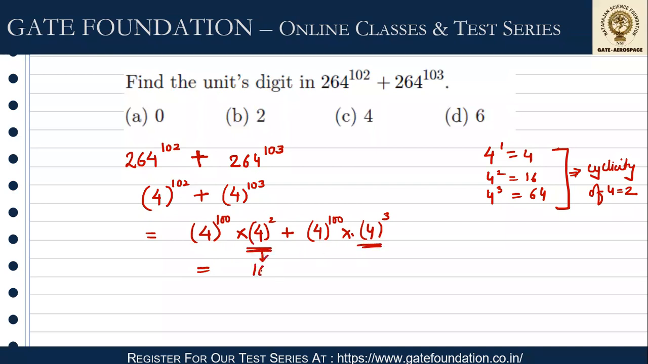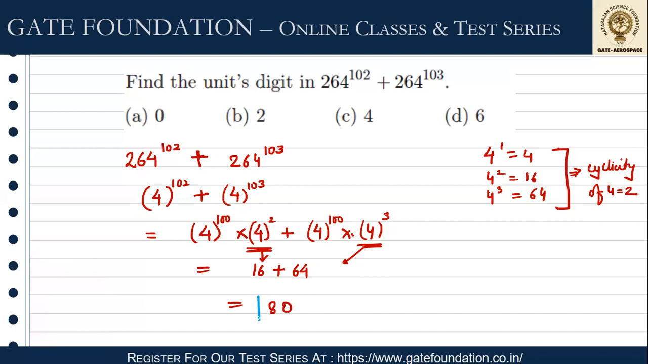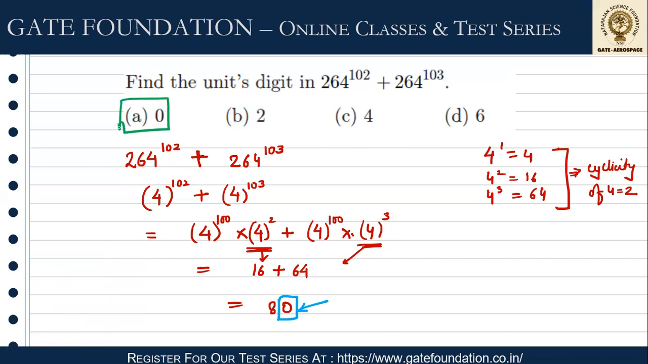So 4 square is going to be 16 and 4 cube is going to be 64. So 16 plus 64 is going to be 80. See, I'm concerned with the unit digit only. I'm not concerned with the entire product or everything. So from here, I'll get the answer to be 80, but I'm concerned with the unit digit. So the unit digit will become 0. So the correct answer will be 0 as the unit digit. So A will be the correct answer.